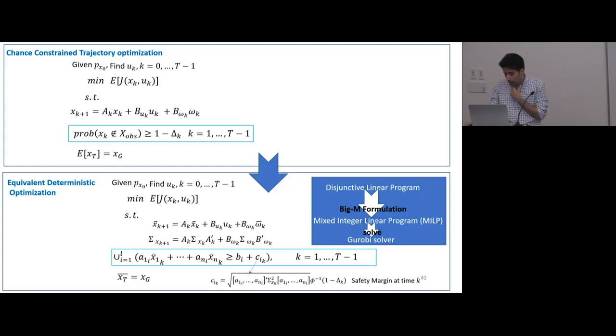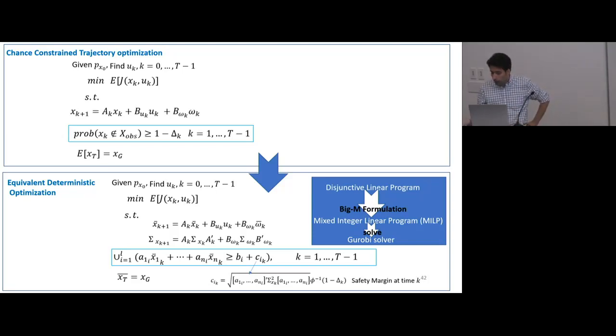So before I get to some simulation results, here I assume that at each time k, we know the risk bound. Gurobi is an optimizer that can solve linear programs and MILPs. You can call it from MATLAB or other software. So we can efficiently solve the MILP and linear optimizations.